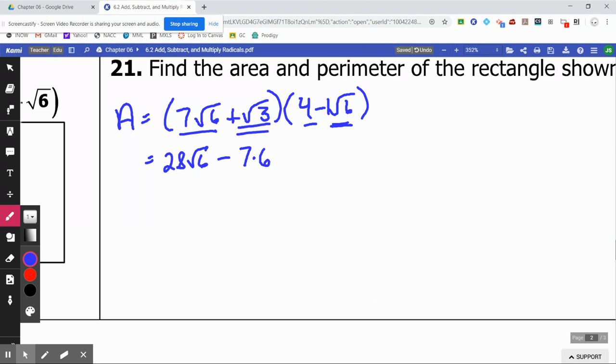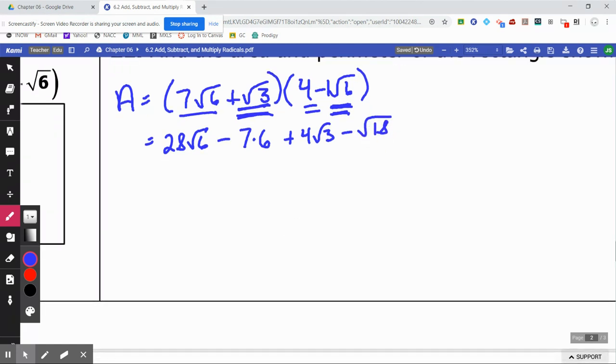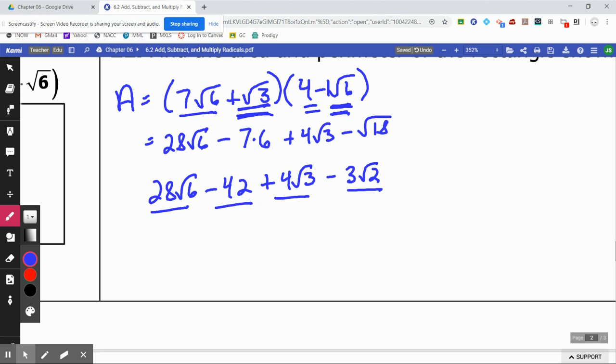Now root 3 times both of these. Root 3 times 4 is simply 4 root 3. You can't multiply them. Root 3 times a negative root 6 will be a negative root 18. So let's see what all we can simplify. We can't break down root 6 any. 7 times 6 is 42. You cannot break down the root 3. You can break down the root 18. That's going to be the square root of 9 times the square root of 2. Now, is there anything that's going to combine? You have a root 6, a root 3, and a root 2, and no roots. So therefore, that's not going to combine at all.